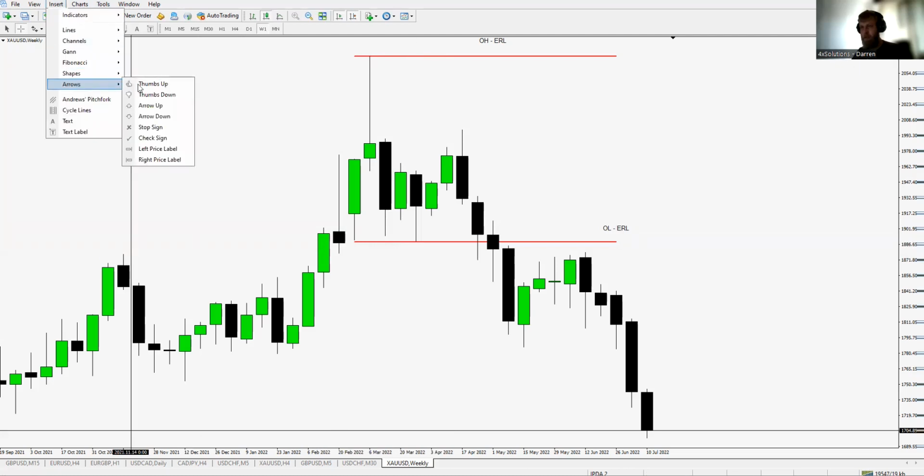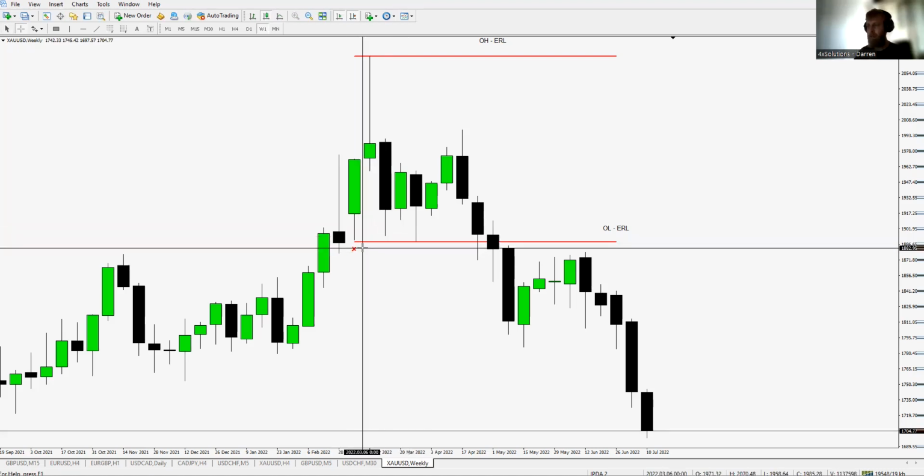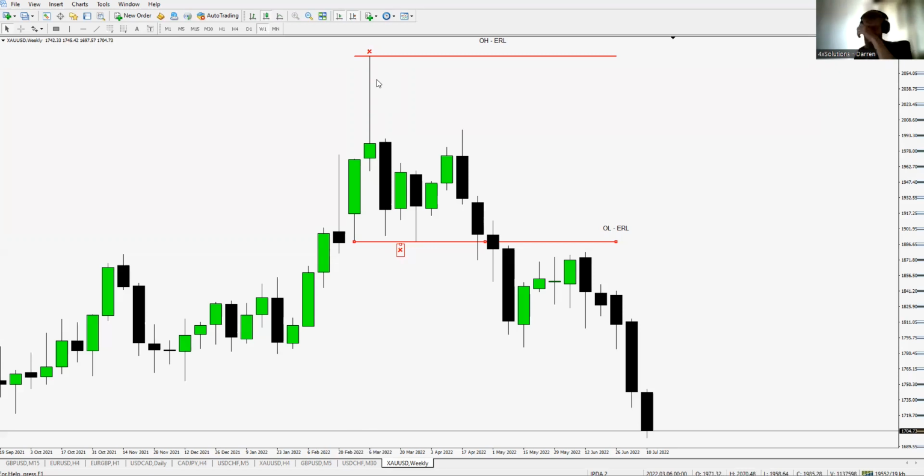Here's the external range liquidity over here. Obviously it also created equal lows, but that's not what we're looking at. We're just looking at the external and internal range liquidity structures, which is basically in a nutshell this swing high and this swing low, probably somewhere over here. Swing high, swing low, and that is the monthly internal range liquidity versus the external range liquidity.